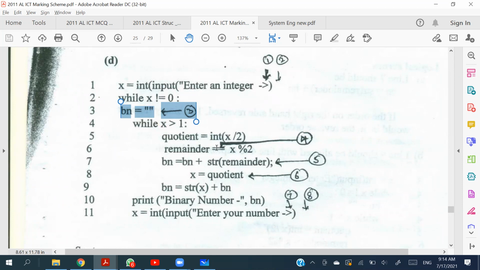And here the remainder equals to equals, we use double equals as a comparison operator, not as an assignment operator. But here the purpose is assigning x remainder 2 into the variable called remainder, right? So it is another error, and this semicolon is another error because we don't use line terminators at the end of each line.